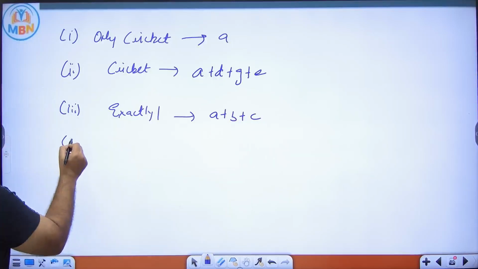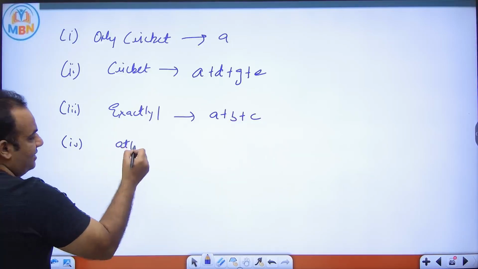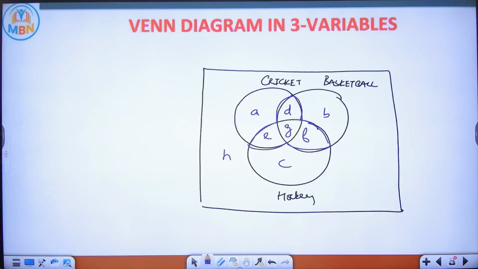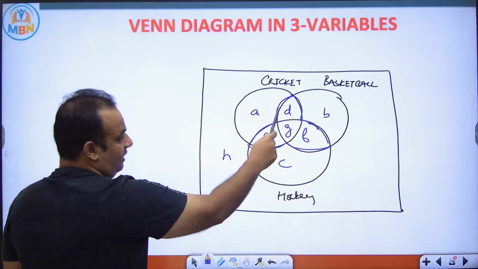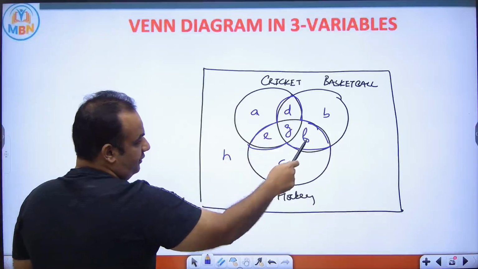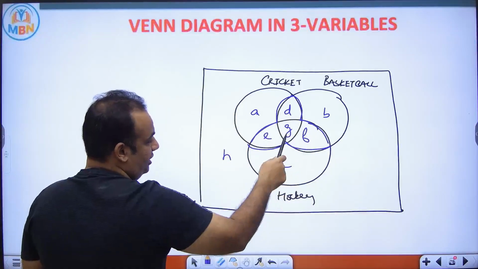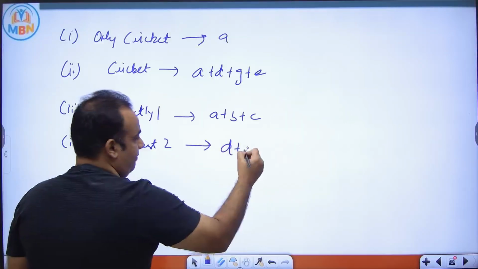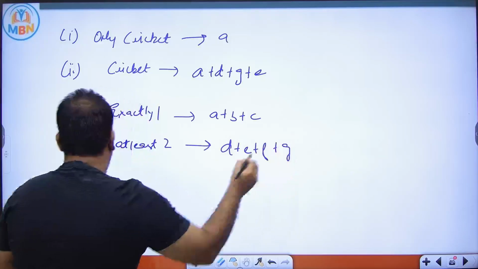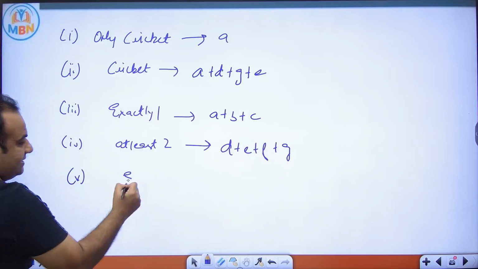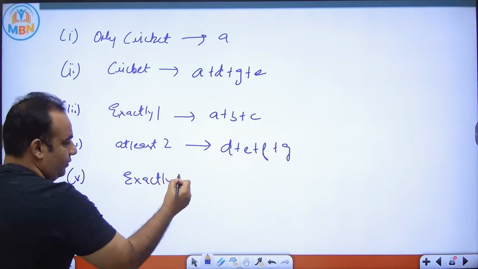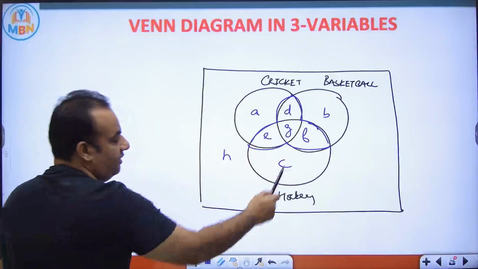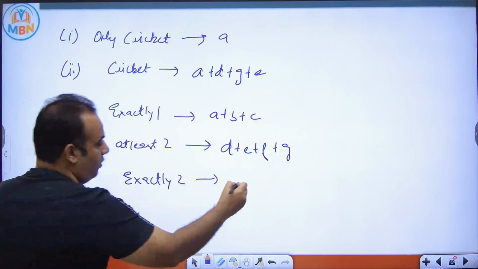If they ask you how many play at least 2 sports, at least 2 sports. If you look at D, D is playing cricket and basketball, E is playing cricket and hockey, F is playing basketball and hockey, and G is playing all of them. So for at least 2, the answer is D plus E plus F plus G. If they ask you those who play exactly 2 sports, exactly 2, the answer is D, E and F. We cannot take G because G is playing all 3 sports.